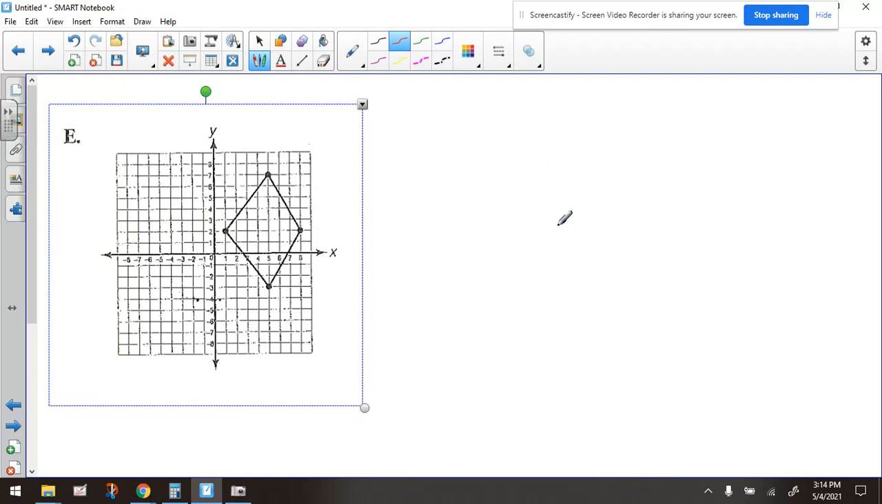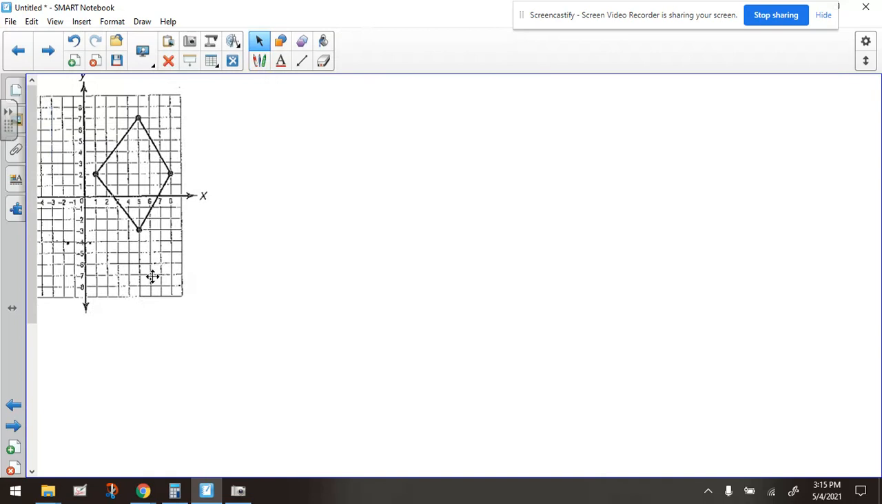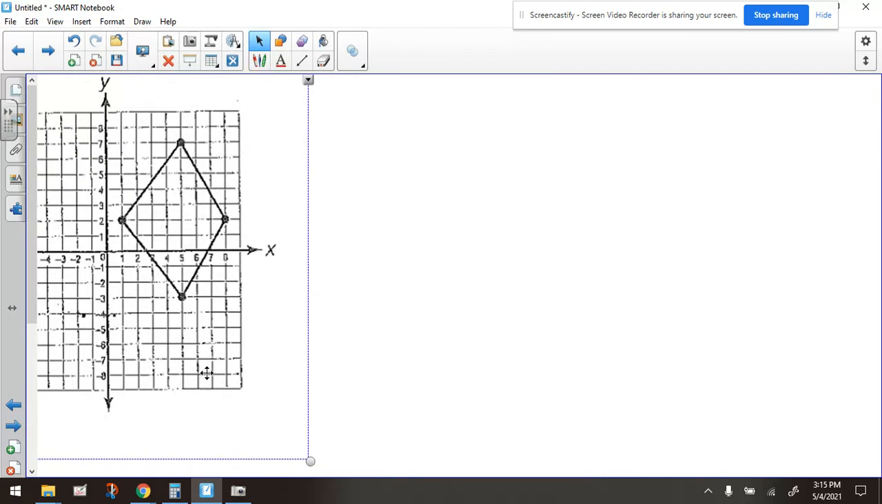All right, let's look at choice E. Now this one, notice that the lines don't fall on the grid. So we have a couple options for how we can do this. The easiest option is to break it up into 2 separate triangles. So let's make this a little bit bigger. So this is choice E. Let me blow this up so we can see it a little bit better.